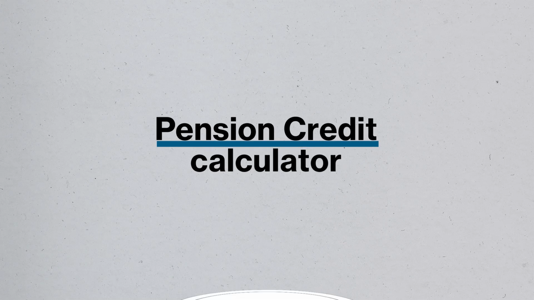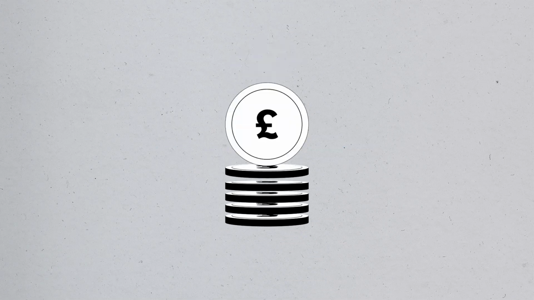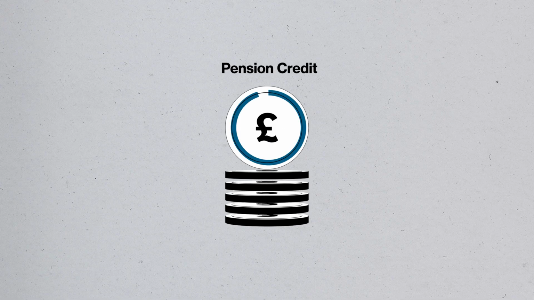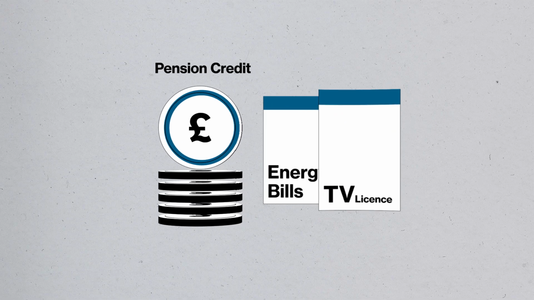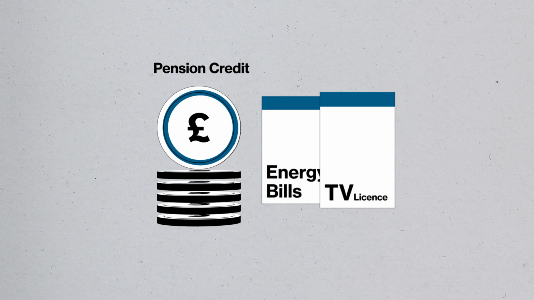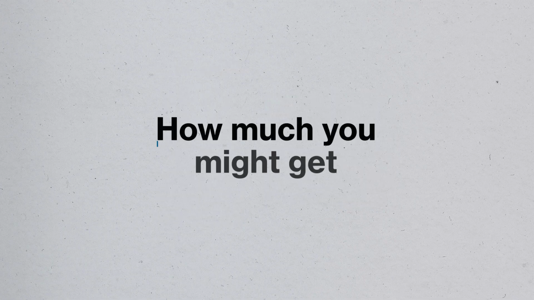Helping you with the pension credit calculator. You may have just found out about pension credit, how it can top up your income if you have reached state pension age, and how you could also get additional financial help, such as help with energy bills and a free TV license if you are over 75. You may now want to know how much you might get.